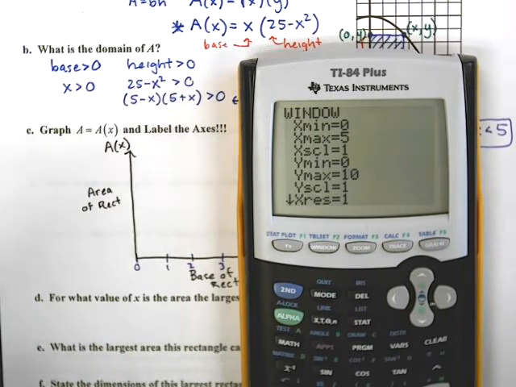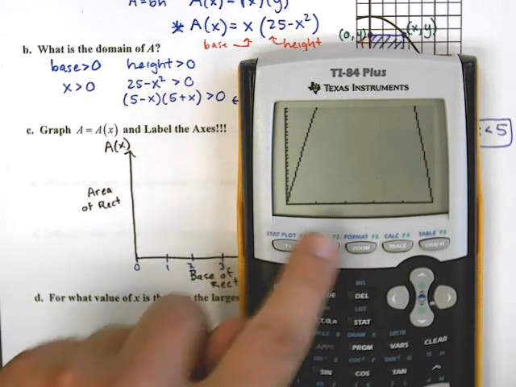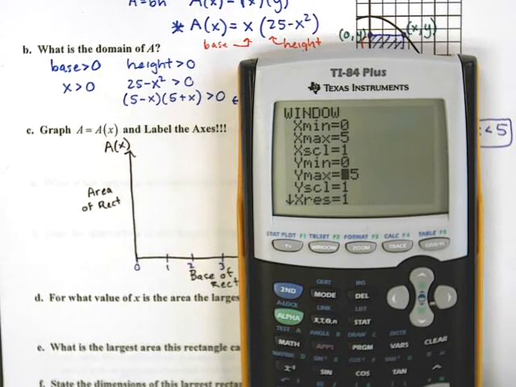You're going to kind of have to play around or guess a little bit for this. So let's start by just saying like, I don't know, 25. Now let's graph and see what we have. No good, right? We need more. Let's go back to our window. Let's make this maybe 50.